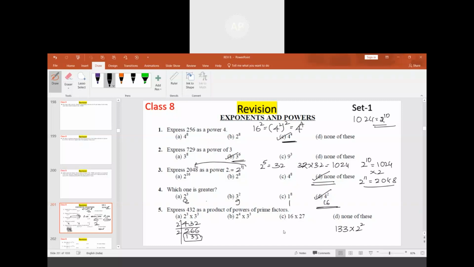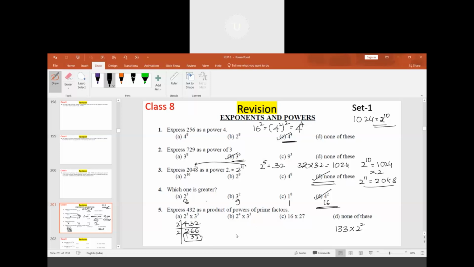Sir, 16 is an even number. It should be a prime number, sir. 16 into 27 is the correct answer, sir, but 16 is an even number. It is not a prime number, sir. They are asking prime factors. Option B is the answer.